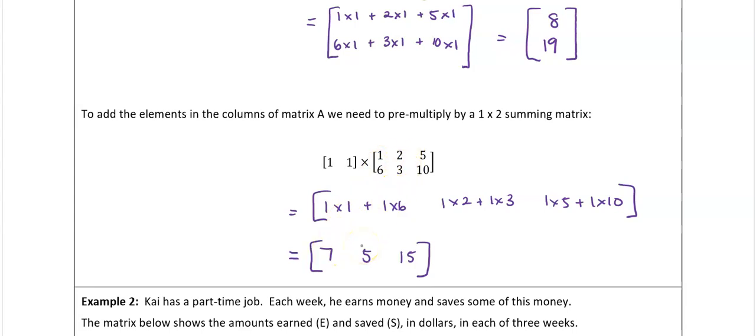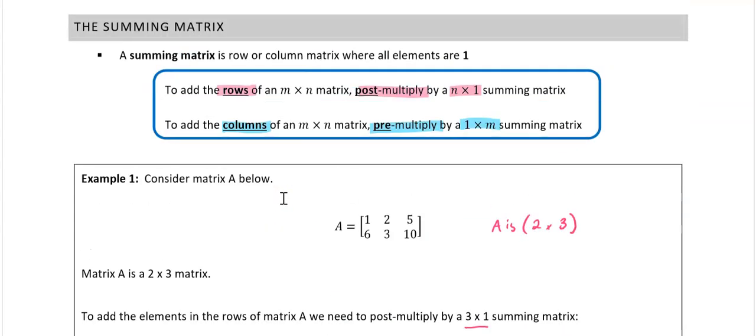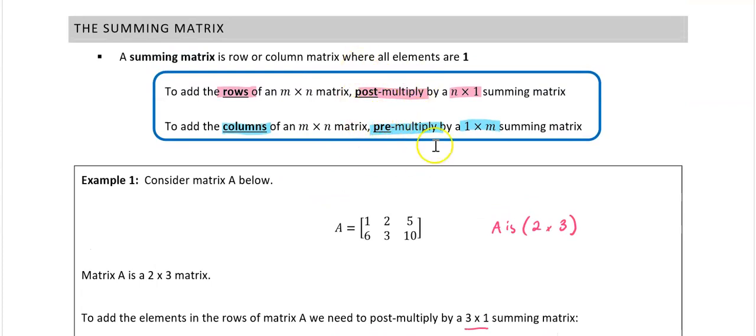So again, you could easily just add 1 and 6 gives me 7, 2 and 3 gives me 5, and so on. But again, it's about knowing this is what it can look like and understanding in particular this language, post-multiply, pre-multiply, and the reasoning for the sizes there. So making sure you've got that clear.